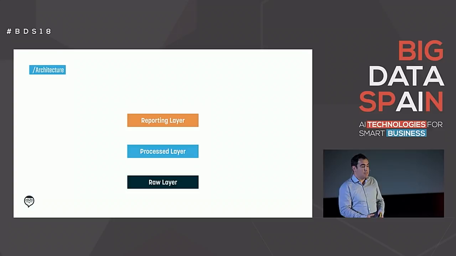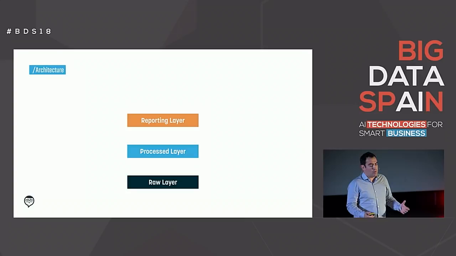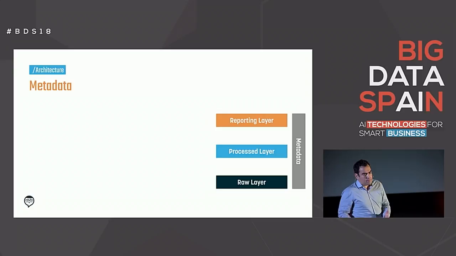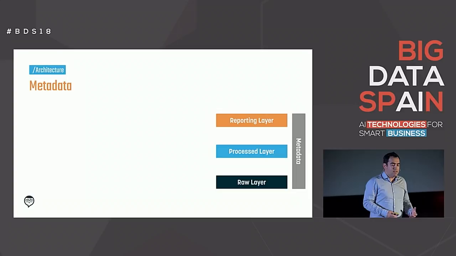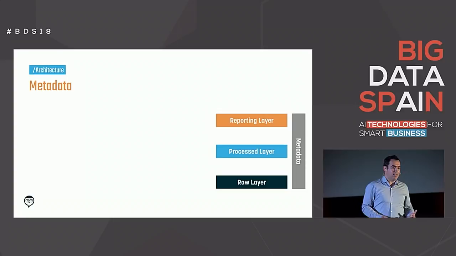So we're going to be adding some additional layers. The first one, and for me the most important one besides these three layers, is the metadata. The thing about metadata is that it might sound scary. It's just data about the data. It's data about the fields, the attributes, how you calculate them, and so on. But this is critical. And we are seeing a lot of data lakes that end up being data swamps. And most of the times, it's because of not having a good metadata layer.